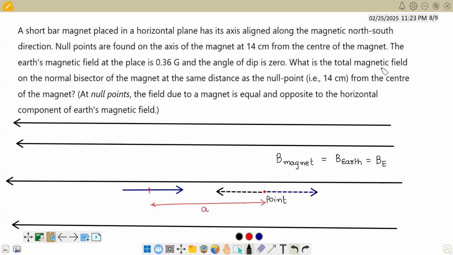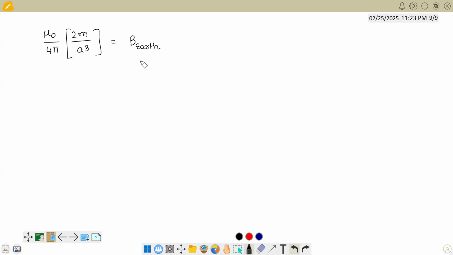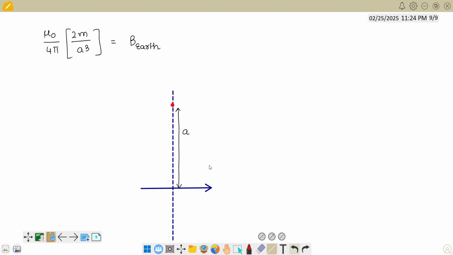Now the question says, what is the total magnetic field on the normal bisector of the magnet at the same distance from the center of the magnet? Now, he is asking you to take the same magnet and find the field on the normal bisector. So if this is my normal bisector, at the same distance a, what is the magnetic field at a new point? At the new point, due to the bar magnet, what will be the direction of the magnetic field? The direction of the magnetic field due to the bar magnet would be in this way.